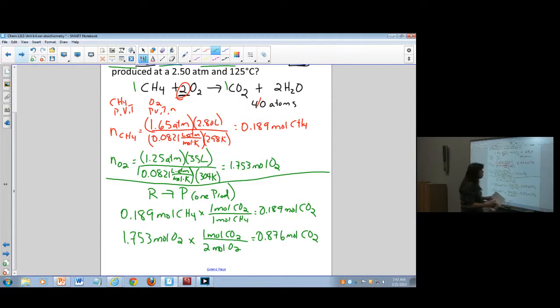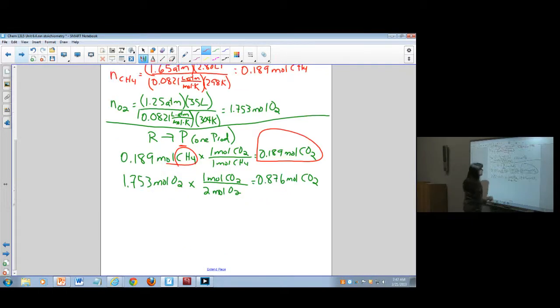Now, this is a limiting reagent problem, and now that I've analyzed this product, I can decide which one is my limiting reagent. The most amount I can get from this reaction is 0.189 moles of CO2, which makes methane my limiting reactant. So the limiting reactant is the methane, CH4. Am I done? No, of course not.